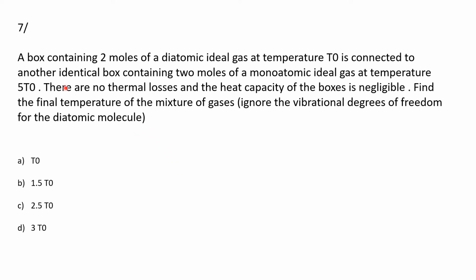Then here is the second question. A box containing 2 moles of diatomic ideal gas at temperature T0 is connected to another identical box containing 2 moles of a monoatomic ideal gas at temperature 5T0. There are no thermal losses and the heat capacity of the boxes is negligible. Find the final temperature of the mixture of gases, and here ignore the vibrational degrees of freedom for the diatomic molecule. The options are T0, 1.5T0, 2.5T0 and 3T0.